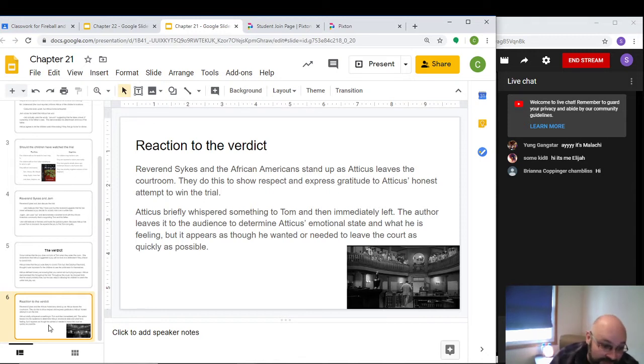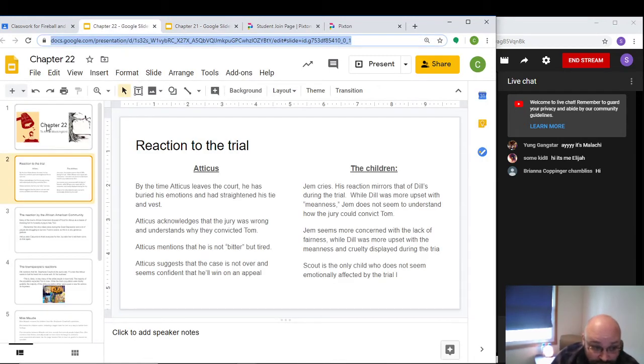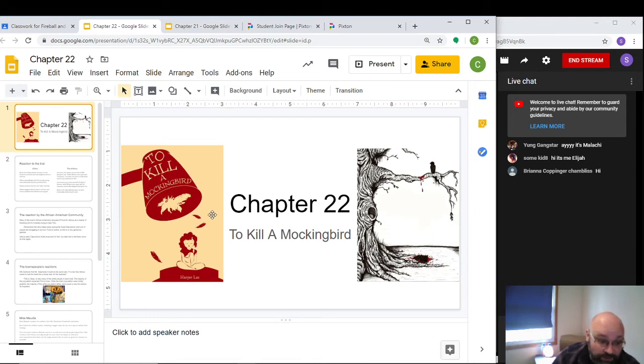But as he leaves, the African Americans stand up, trying to show a level of respect and gratitude for his at least attempt to do the right thing. So that's chapter 21. It's fairly short. Chapter 22 is also fairly short, and chapter 22 deals with the aftermath.